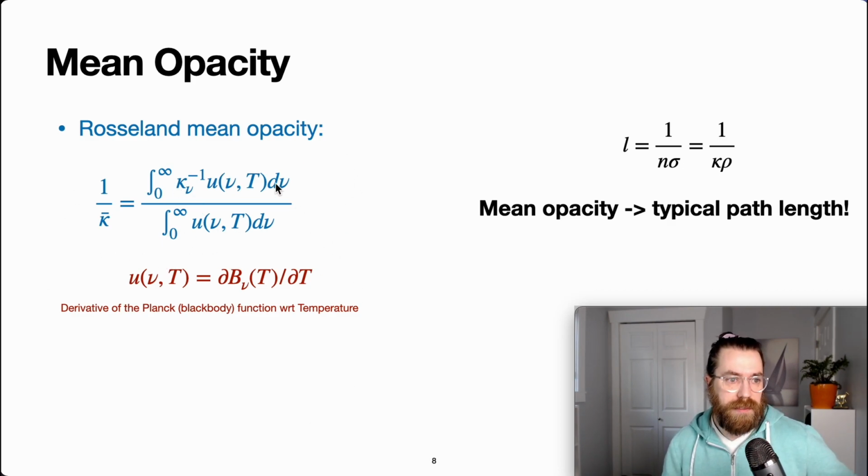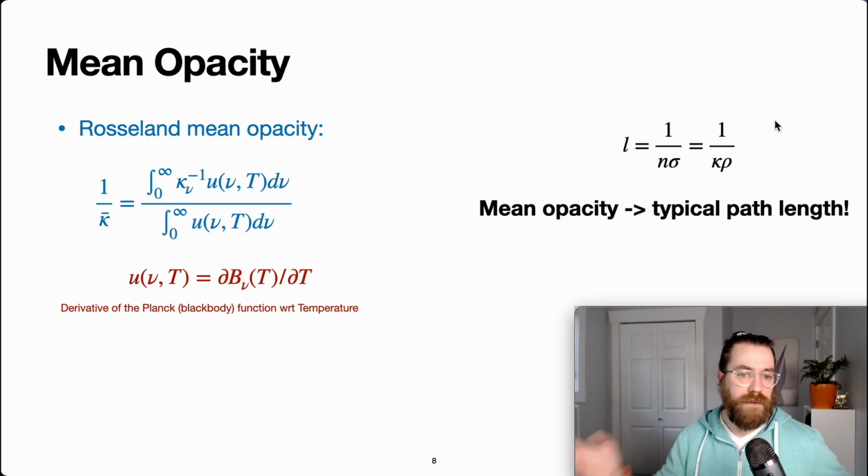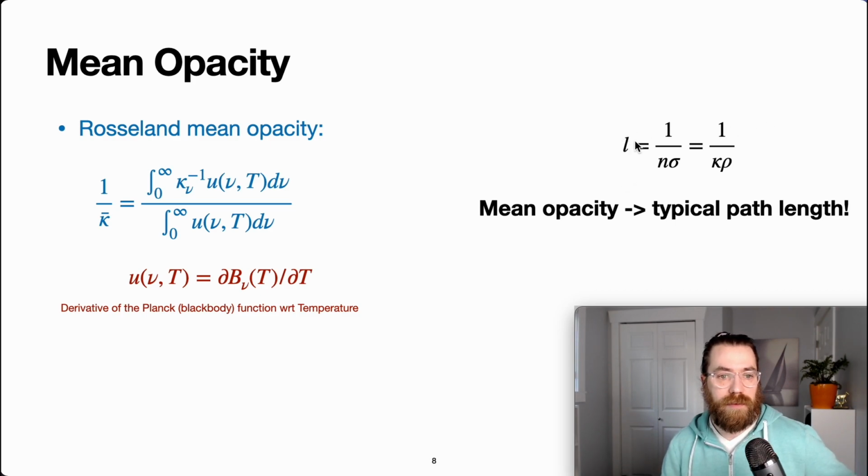This is the Rosseland mean opacity, and I don't think we're ever going to have to calculate it in this class, but you'll see the mean opacity cropping up in things. I want to close the loop on mean opacity by talking about how it can be thought of in terms of path length. When we take this mean opacity and go back to the very first equation we saw in the last lecture, which relates the mean free path, the typical path length a photon travels, to the density and the electron density, or the cross-section of the scattering particle, or the opacity and the density of the gas.